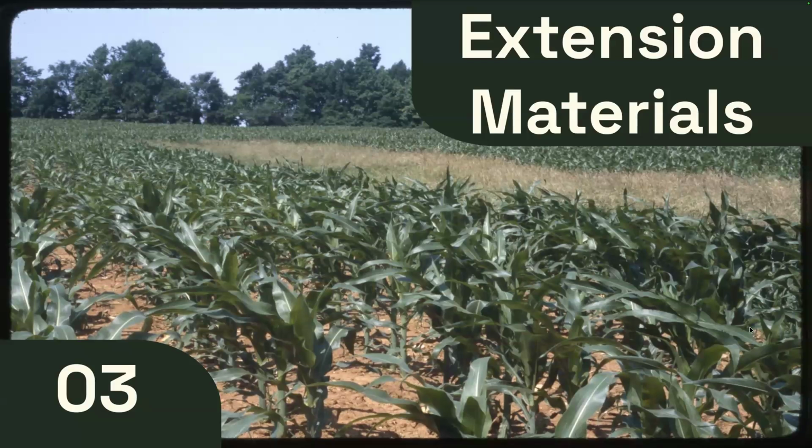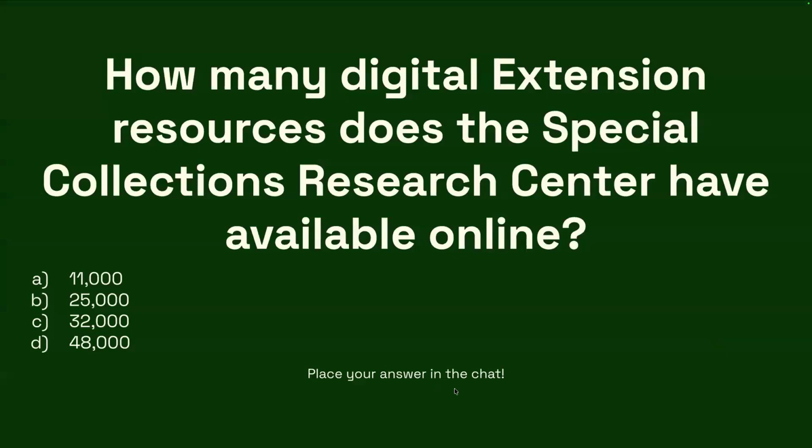All right, so I have one question for this section, if y'all are still with me. How many digital extension resources does the Special Collections Research Center have available online? You can just take a wild guess. A, 11,000, B, 25,000, C, 32,000, or D, 48,000. Now, this is not how many digital collections resources do we have online. It's only the ones related to extension.